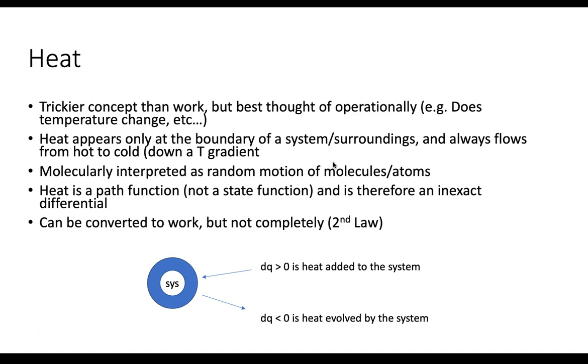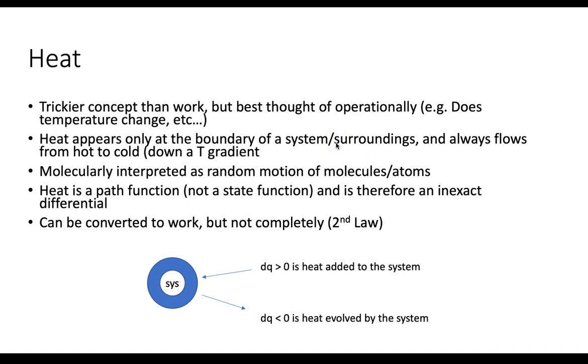Heat always flows from hot to cold, so it's down a temperature gradient. We go from high temperature to low temperature, and heat is flowing in that direction. There's no real theoretical reason why that is. That's just an observation. We always notice that. You put your hand on a hot burner, you burn your hand. The burner just doesn't get cold. Your hand gets hot. Molecularly, it's basically random motion of molecules or atoms.